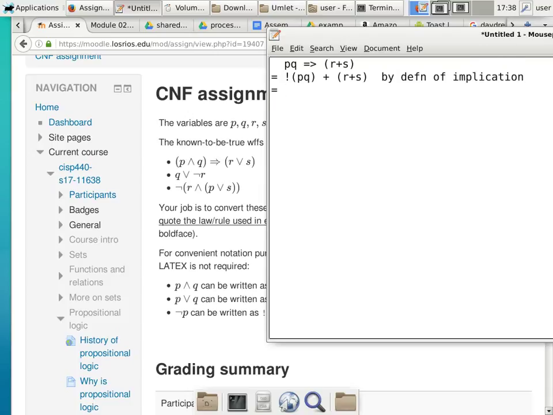All right, so now that we have a negation of a conjunction, it's really close to a CNF, but not quite, because we have a negation that is applied to a conjunction, and that's the reason why it's not a CNF yet. The rest of it is a CNF. R or S is already in CNF. Okay, so we need to apply De Morgan's law.